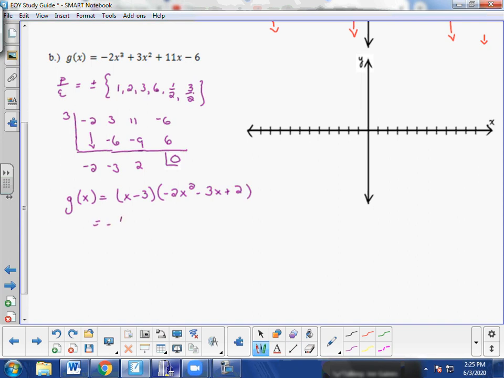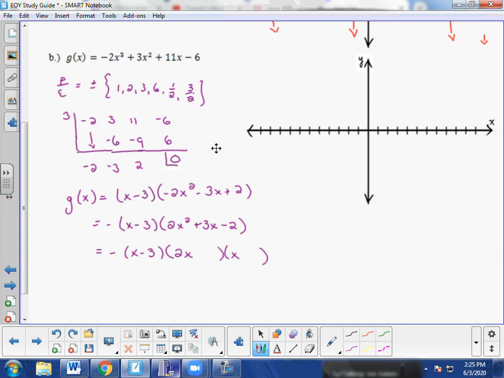So let's go ahead and rewrite this as a negative x minus 3 and then 2x squared plus 3x minus 2. So I'm going to leave the negative x minus 3 part alone, and I'm going to try to factor this, so splitting it apart into 2x and x, because 2x times x gives me 2x squared.